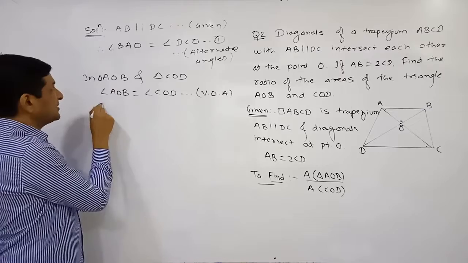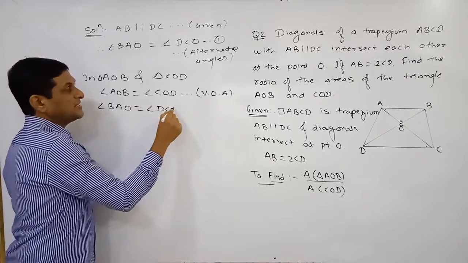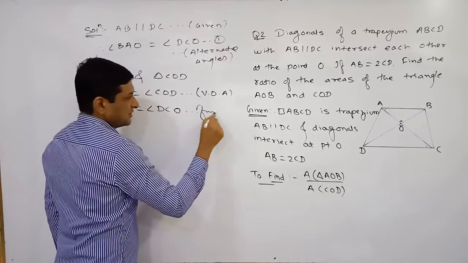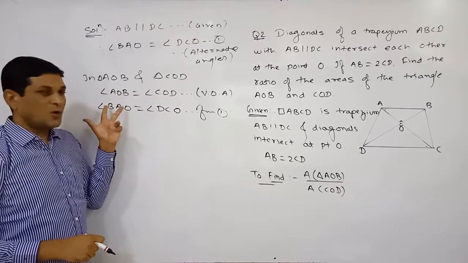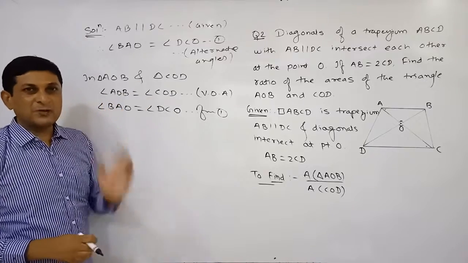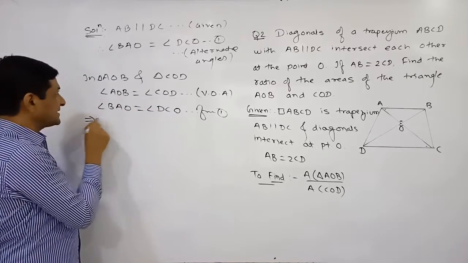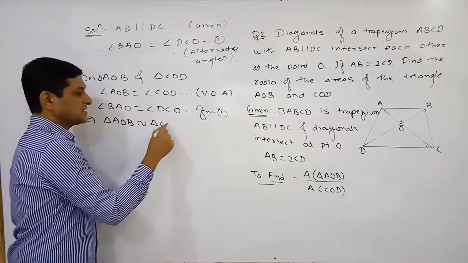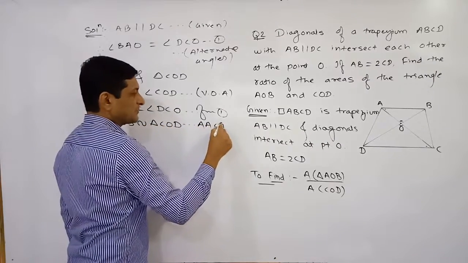And from equation number first, angle BAO is equal to angle DCO. So from equation number first, what we have got here is two angles of the first triangle are congruent to the corresponding two angles of the second triangle. That's why we can say that triangle AOB is similar to triangle COD by AA criteria.